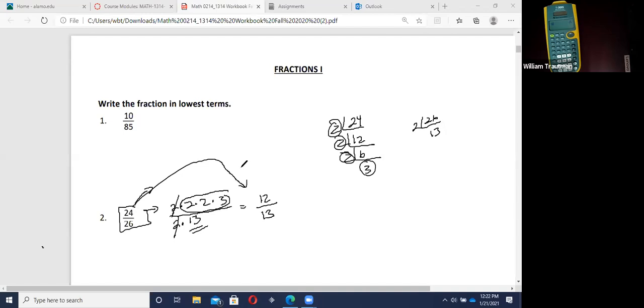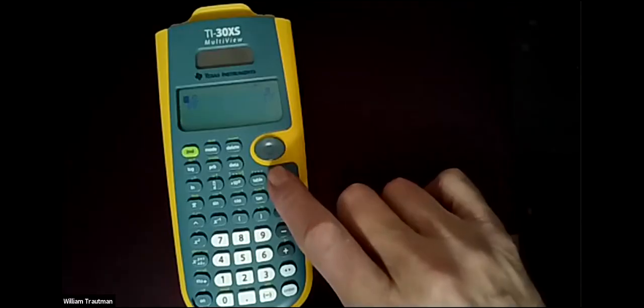So I just wanted to show you that way also, because the book shows that. After this, I'm just going to type them into my calculator. But I wanted to show you that method also. So 24 over 26, once again, if you have this calculator, did anybody actually buy it yet?